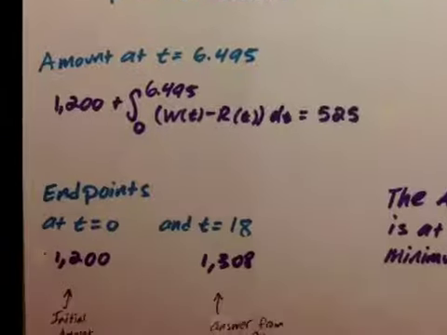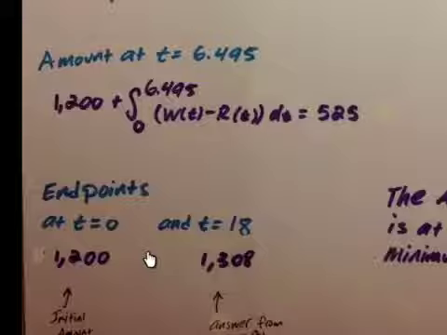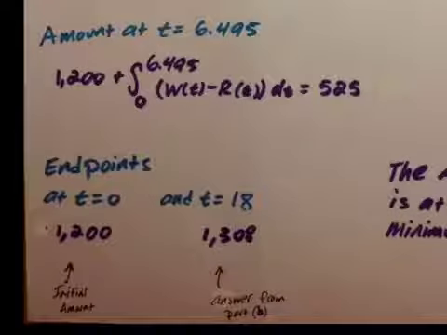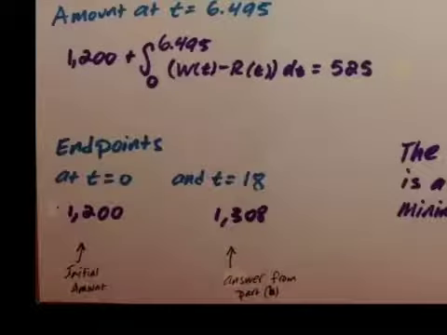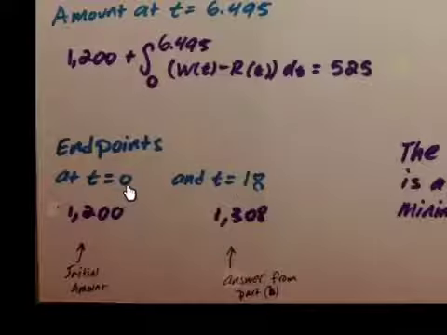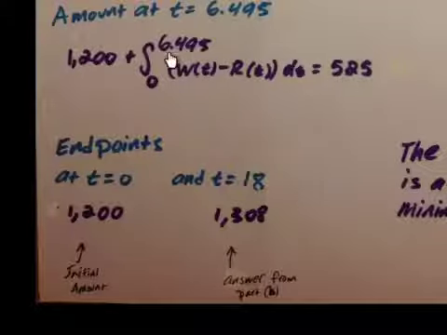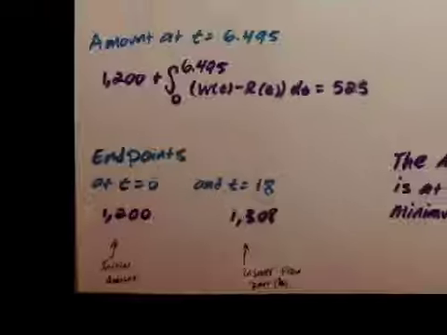But now I got to figure out, is that the least amount? So now you got to consider how much there was at the beginning, which is at the end point, which is at 0, there was 1200. And then also at the very end at 18, there was 1308, the amount of gallons of water. So I can just use the same answer I got in part B, but I do have to show that I'm considering the endpoints. I'm considering 0, considering 18, and then from these three values, the least occurred at 6.495. So that's when the water level is at its minimum.